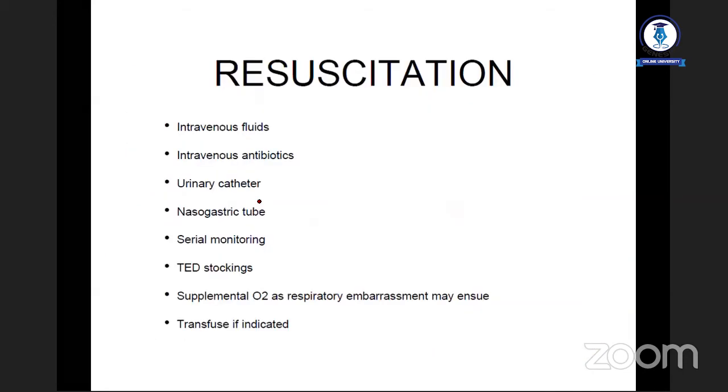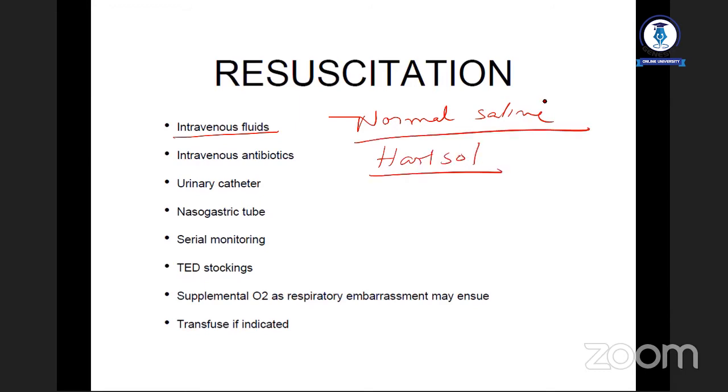and then go for the surgery. So as usual, we must go for resuscitation. If the patient is in shock, must resuscitate the patient. We give intravenous fluid. What are the important ones? We give normal saline or Hartmann solution. These are the two things that we initially will give. Intravenous antibiotics. Usually we give ceftriaxone and metronidazole.